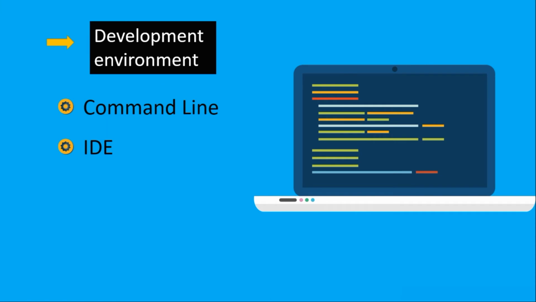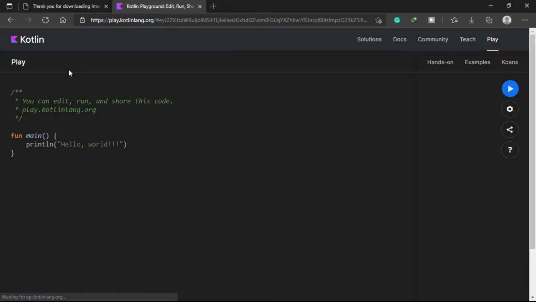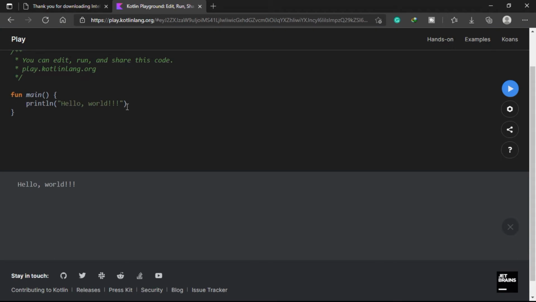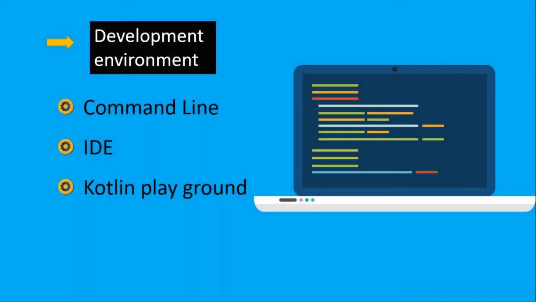Also, there is another way, if you don't want to install anything: you can just go to Kotlin Playground. This is an online platform that allows you to write and execute any Kotlin code in your browser. No need for any installation, just your browser.